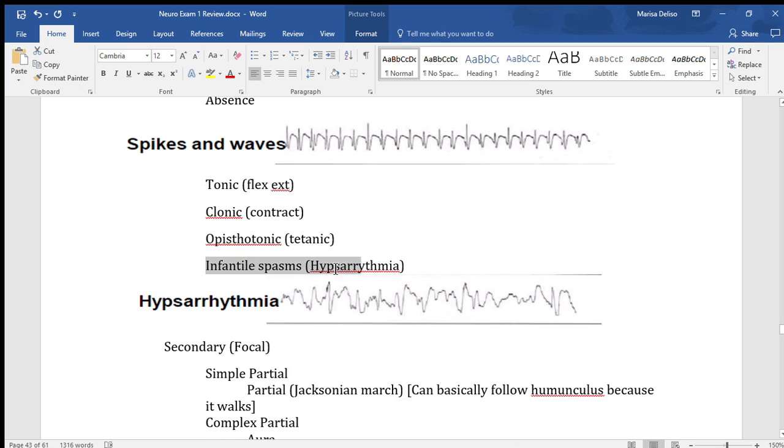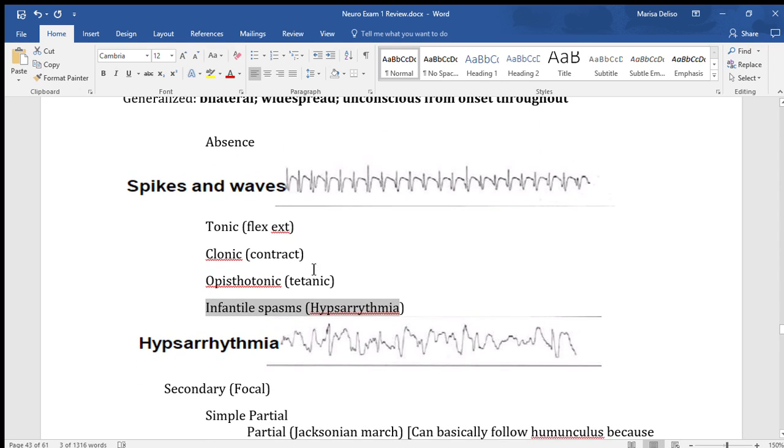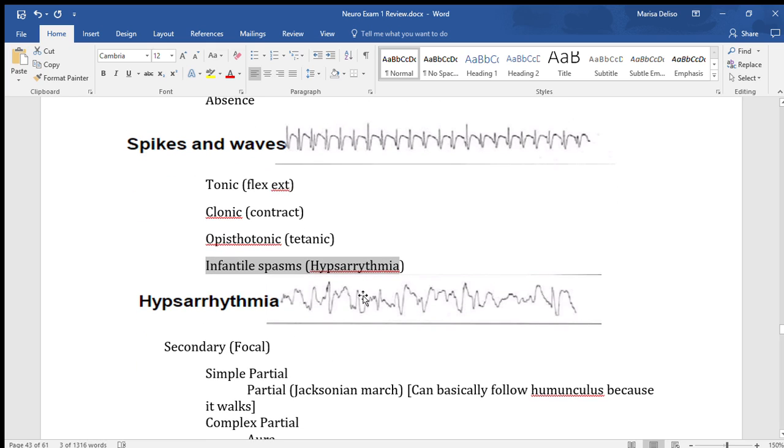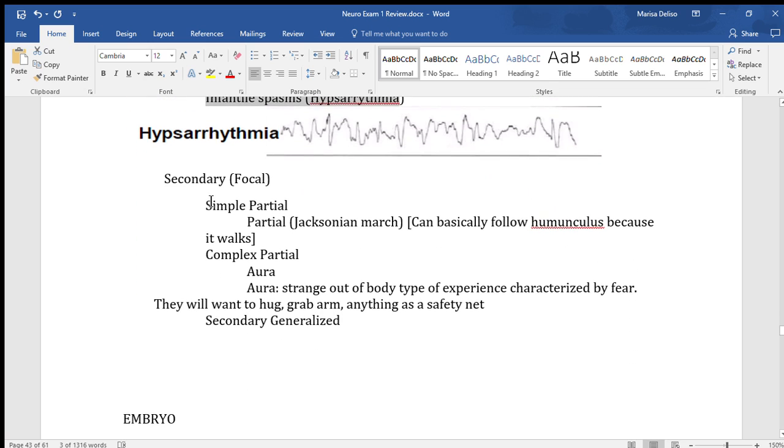Infantile spasms are also high yield. These are also generalized. So again, keywords for that: unconscious and bilateral. Know what this one looks like. So just know spikes and waves are a little bit more organized, absence, and then hypsarrhythmia, to me that sounds like a pretty crazy word, and so it's gonna look pretty crazy, right? So these are infantile spasms, and that's what that's gonna look like. Cool. I would say the highest yield are knowing what those two look like. Then you have these secondary seizures, which are going to be partial or complex. I'm not really going to go into it because honestly those are pretty straightforward.